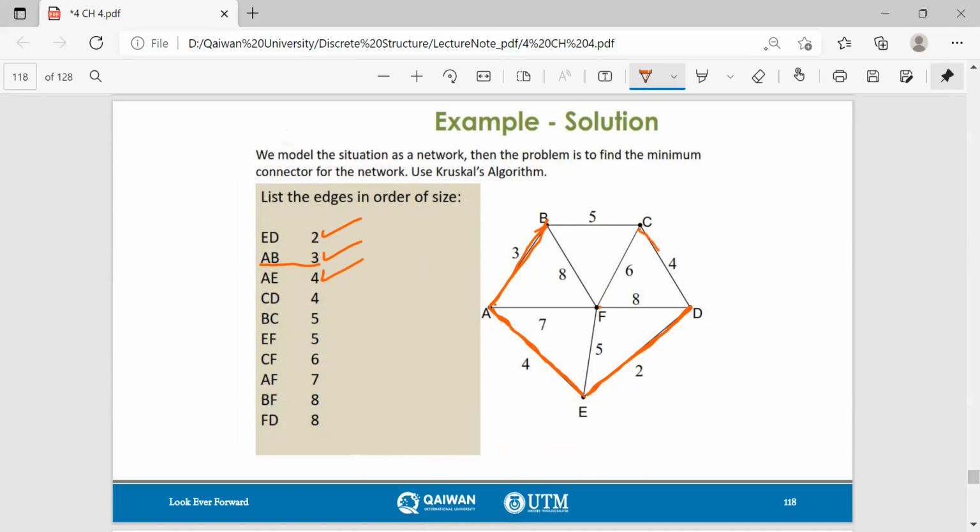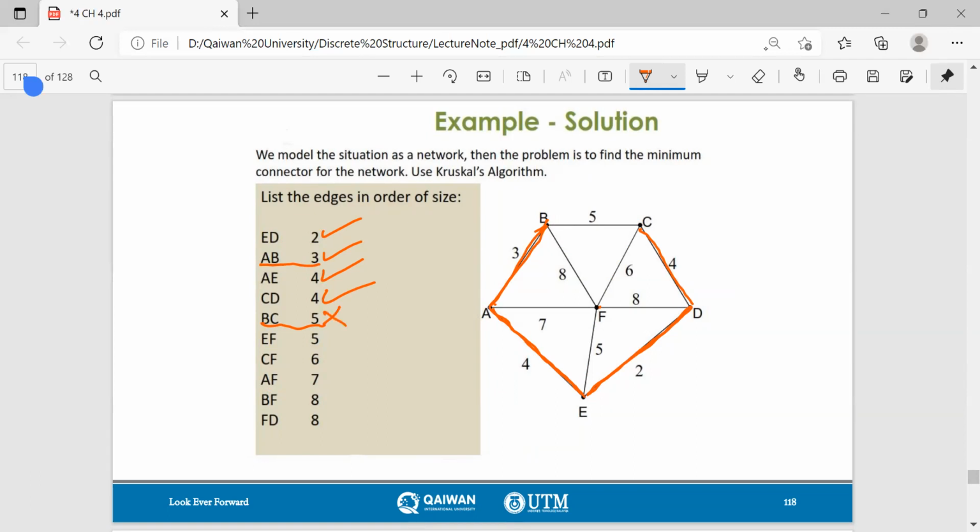Then we have CD. CD is added. Why? Because it doesn't make a cycle. And then BC. BC is this one. If we choose this one, we get a cycle. So we don't take that one. It's not added.